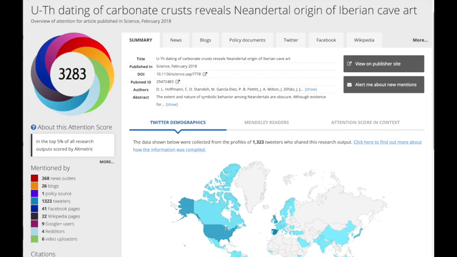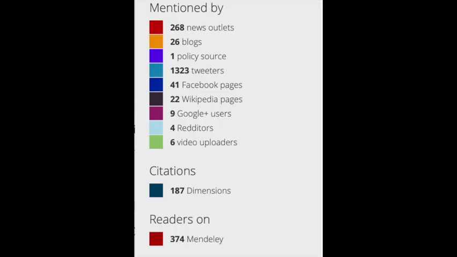If we look down on the left here, we see where this score is coming from. So mentions in news outlets, in blogs, in policy sources, tweets, Facebook pages, Wikipedia pages, Google+, Reddit, and videos. So it's taking into account news media and social media attention to the articles. So it's quite a bit different than looking only at citation rate.